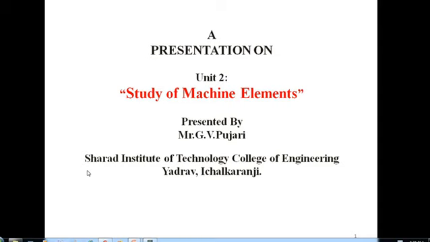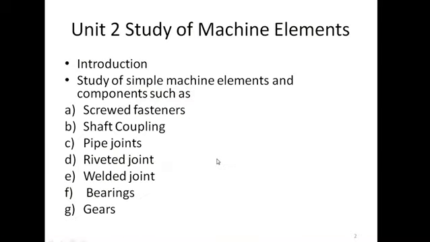In this channel Creative, I am teaching the subject machine drawing, and in this subject we have already started unit number 2, study of machine elements. In this study of machine elements, we have already seen the introduction, then the study of simple machine elements: the screwed fastener, the shaft coupling, the pipe joint, the riveted joint, and the welded joint. Today we are going to see the bearings.